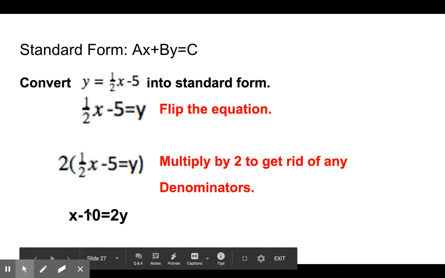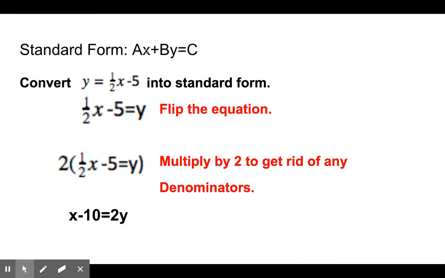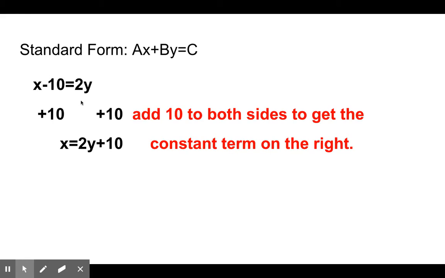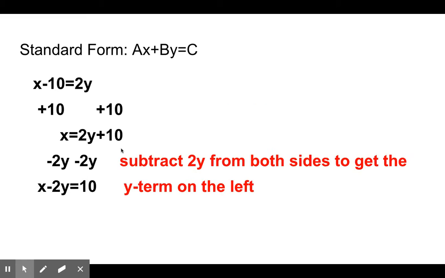The only thing at this point, we want the constant term on the right and the y term on the left, because this is the standard way of writing that. Okay, so let's go ahead and do that. Let's add 10 to both sides to get the constant term on the right, and then let's subtract 2y from both sides to get the y term on the left. And now, there it is. We have it in standard form.